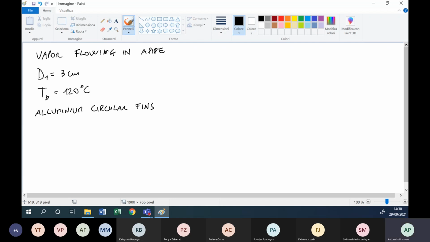And the thermal conductivity of aluminium is 180 watt per meter Kelvin. The external diameter of the finned surface is 6 centimeters.